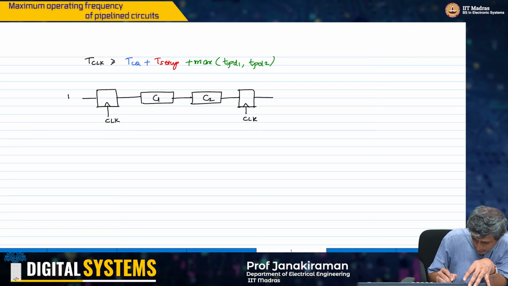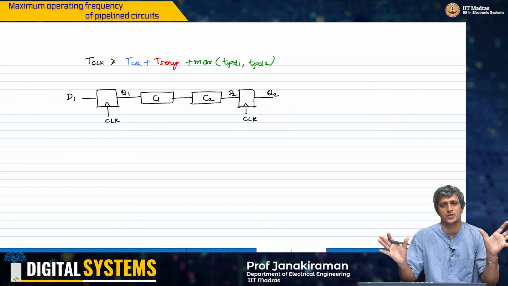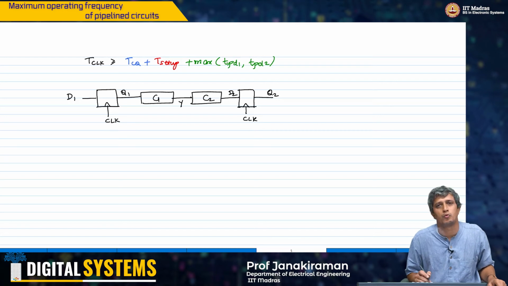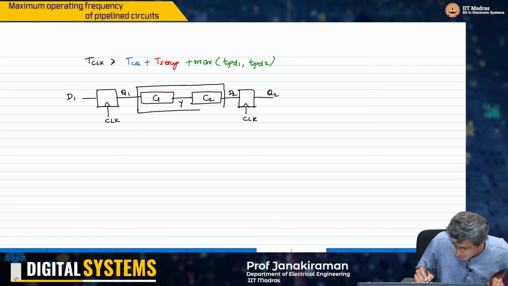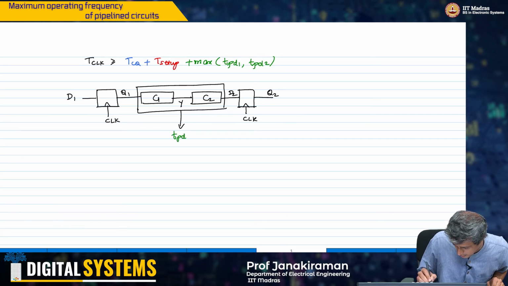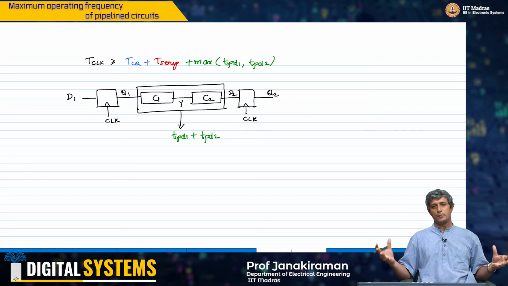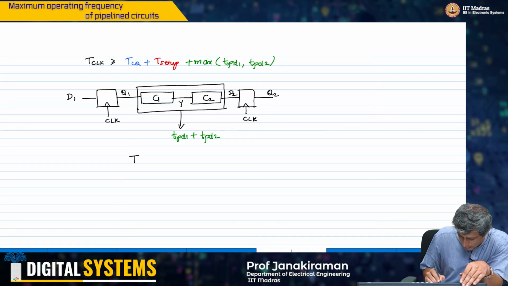Okay, so this is D1, Q1, D2 and Q2. Only 2 flops, therefore there is only D2, Q2, and I will call the output Y. So you could treat this as one combinational block, whose delay is TPD1 plus TPD2, right? So if you consider this as one big block without pipelining, obviously you can write the same constraints here.